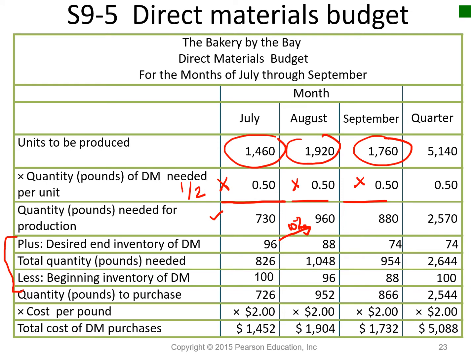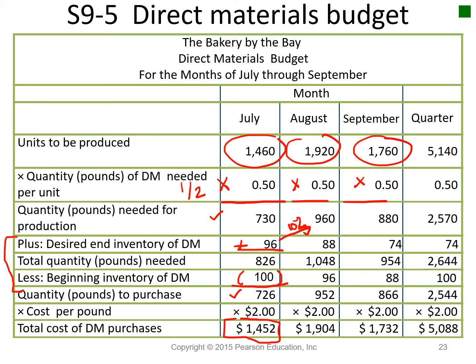To add desired ending inventory to get 96, you're essentially going to be taking 10% of 960. That's the next month. That gives you 96. You add that to 730. That gives you 826. The problem already told you on hand was 100. They told you that number. You subtract that. You get how much you need to purchase, which is 726. Multiply by your cost per pound, 2. Total cost, 1,452.